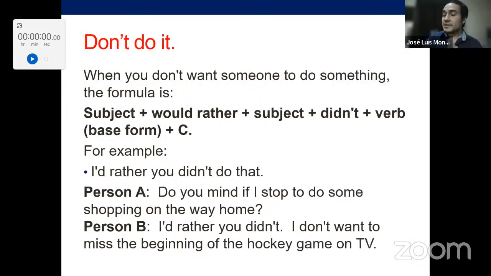This is the same, but in negative. Let's also read the example plus what we say about person A and B, please. Okay. I'd rather you didn't do that. Person A: Do you mind if I stop to do some shopping on the way home? Person B: I'd rather you didn't. I don't want to miss the beginning of the hockey game on TV.